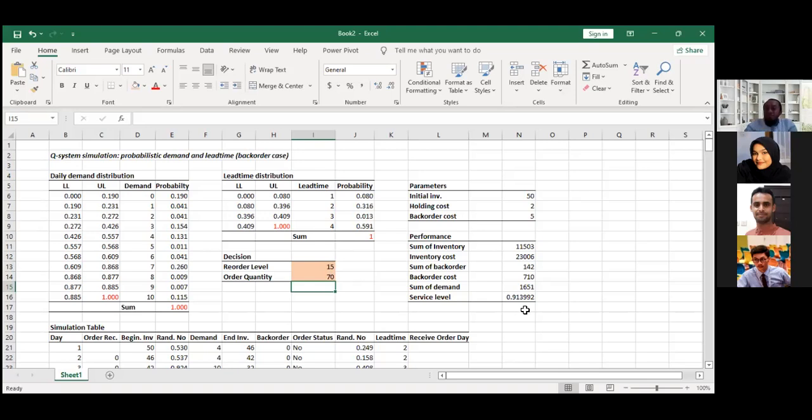Okay, students, any more questions? If not, I can stop sharing. Next week we will discuss the theory of inventory and simulation. Also, if you want to do an exercise, you can try to modify it.